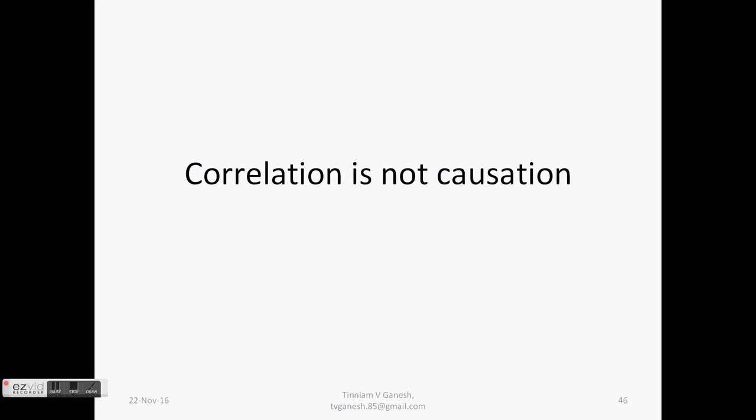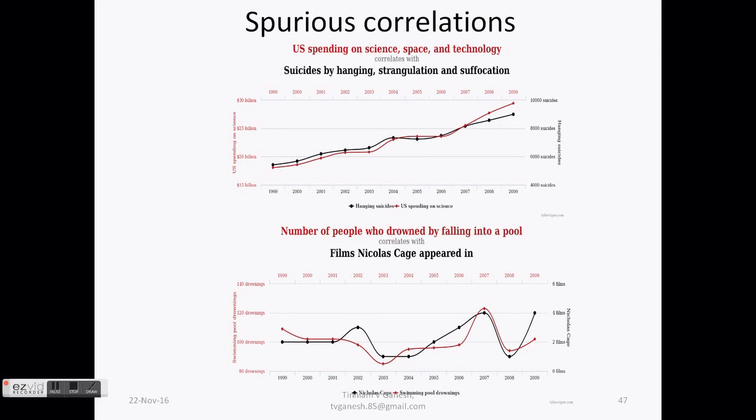But here we come to an important aspect: correlation is not causation. We have seen a lot of things: machine learning, data science, NLP and all that. So what is correlation is not causation? For example, here are two fun charts.